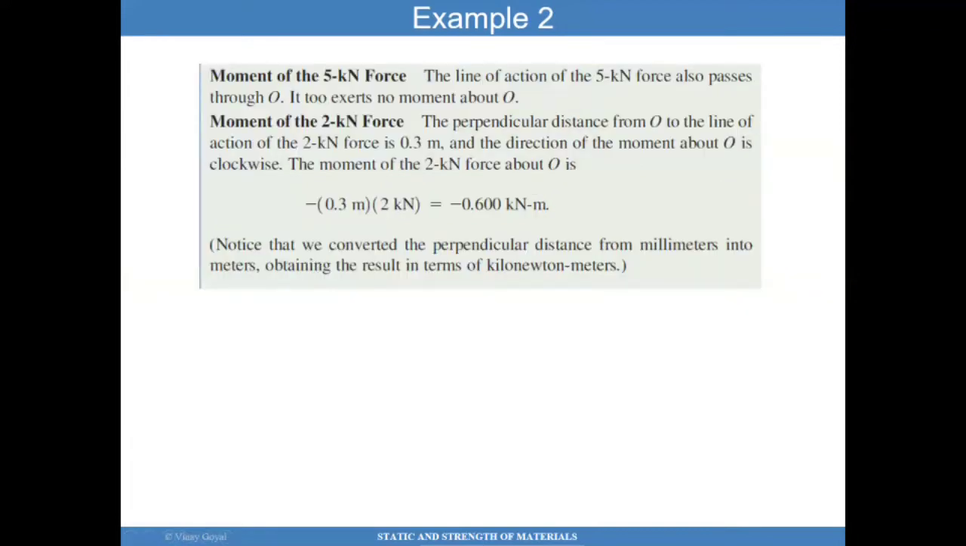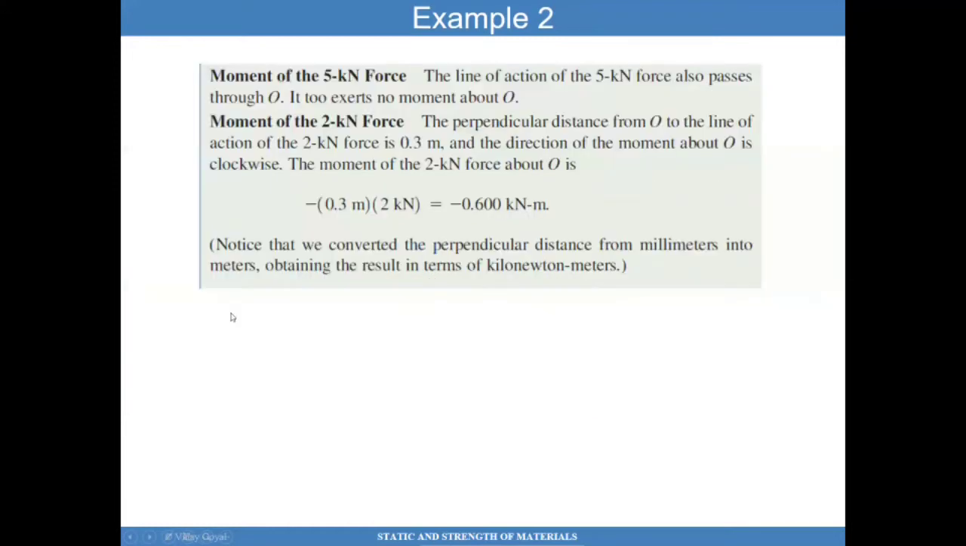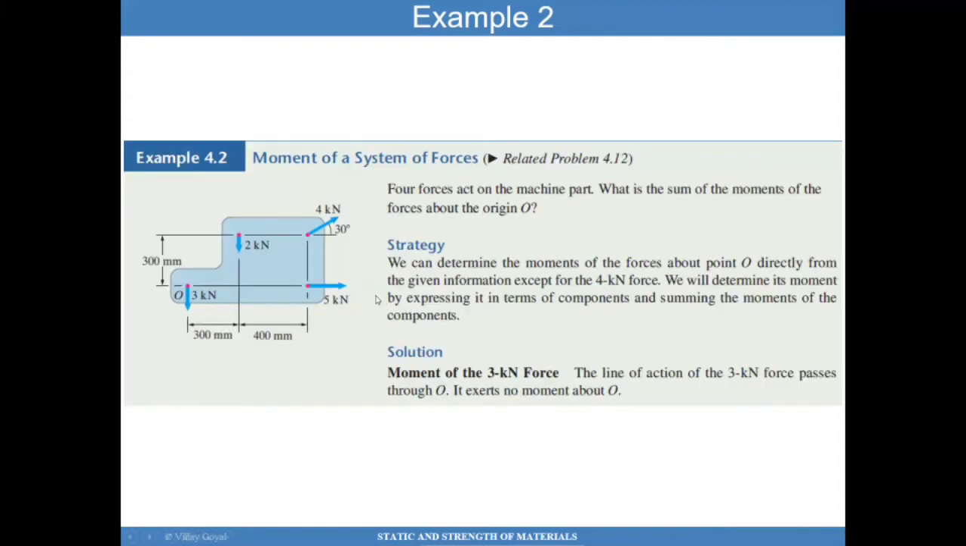So here you see that the moment for the 2 kilonewton force, the 2 kilonewtons times the distance of 300 millimeters, can be calculated. We change the unit to meters to make it consistent. And so we get 0.3 meters times 2 kilonewtons is minus 0.6 kilonewton times meter. And note that the direction is clockwise for this force. It's acting in the negative direction.